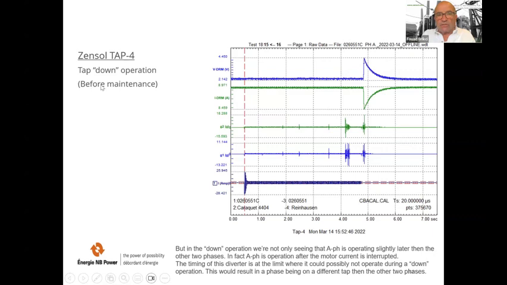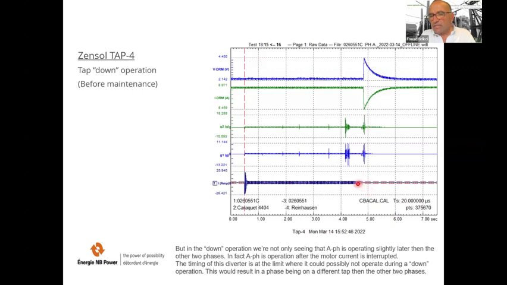But in the down operation, so now it's before maintenance also, tap down. But in the down operation, we are not only seeing that A phase is operating slightly later than the other two phases. In fact, A phase is operating after the motor current is interrupted. So this is exactly the case I told you in my previous slide.